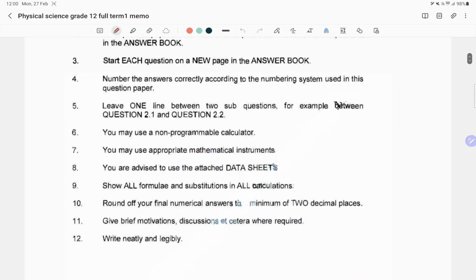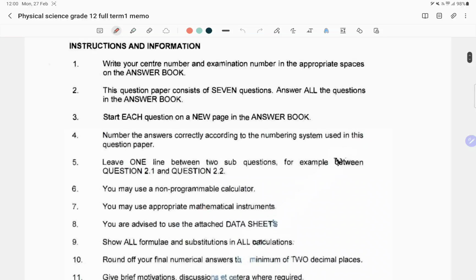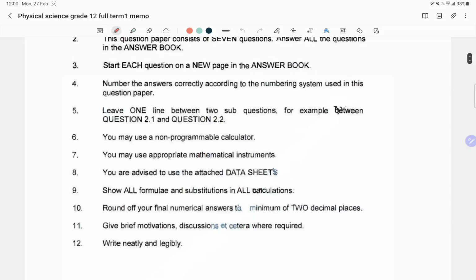So what is important, guys? You're given the topography of the paper and how to behave in the paper. That's for me not a big deal. But what is important is to show all formulae and substitutions in all calculations, not just haphazardly, but you have to do that. And then to round off your final answer to a minimum of 2 decimal places.